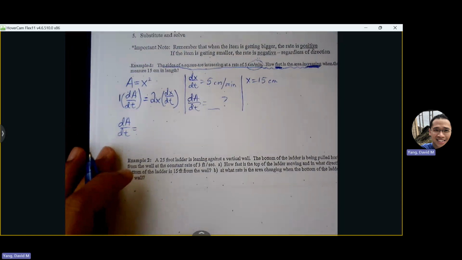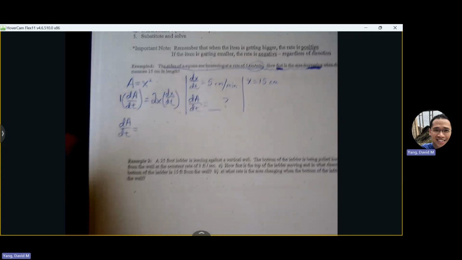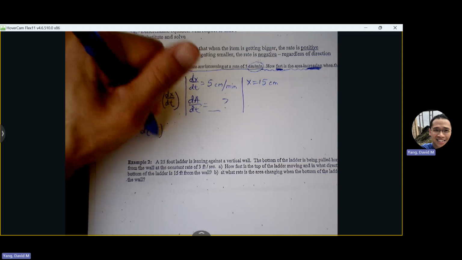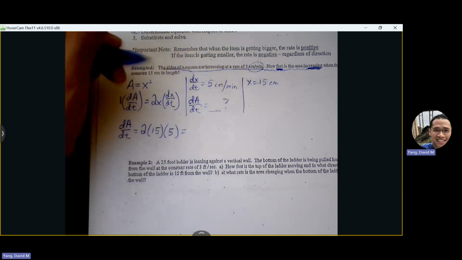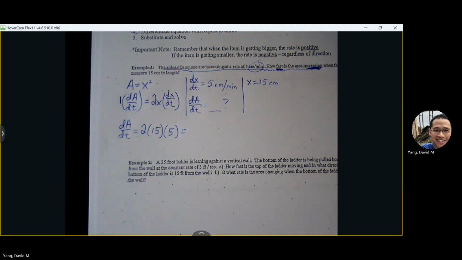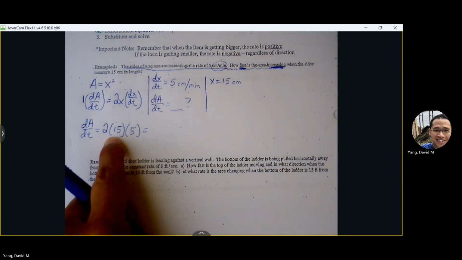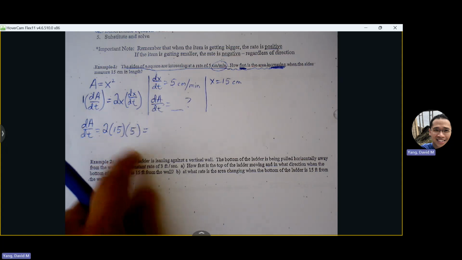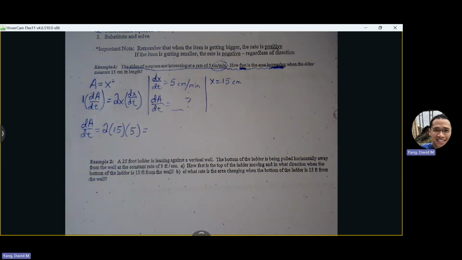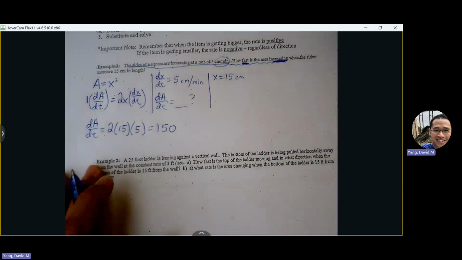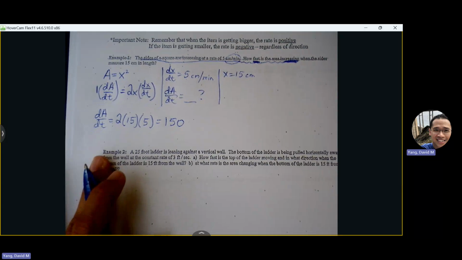So the rate of change of the area of the circle, sorry, of the square is 2 times x, which is 15, times dx dt, which is 5. Okay, multiply all this out. So, you get to use your calculator in this unit here. So we get 150. And then we also have to find our own units for this problem.